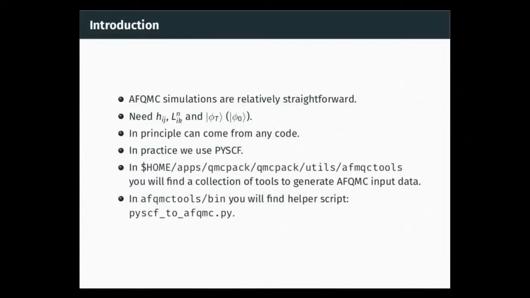The workflow is much simpler than a DMC workflow, in the sense that you only need the one and two body matrix elements, some sort of factorized form of the two electron integrals, and a trial wave function, which is an N by N matrix of molecular orbital coefficients. So in principle, these can come from any code that you like.